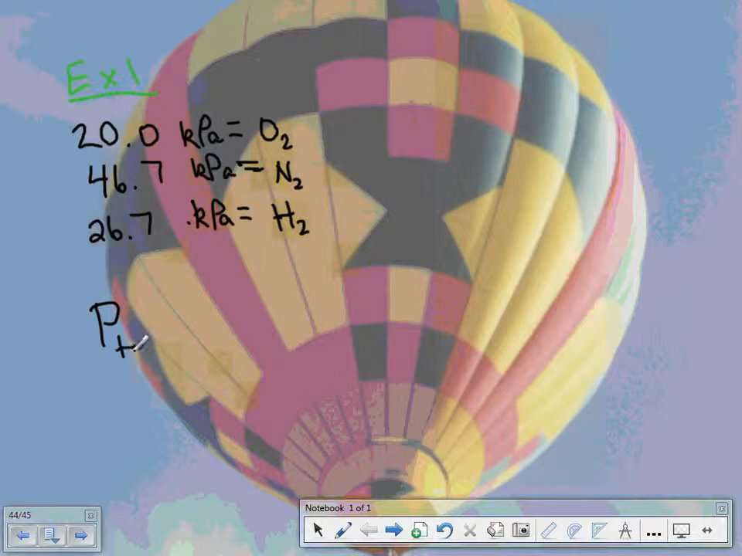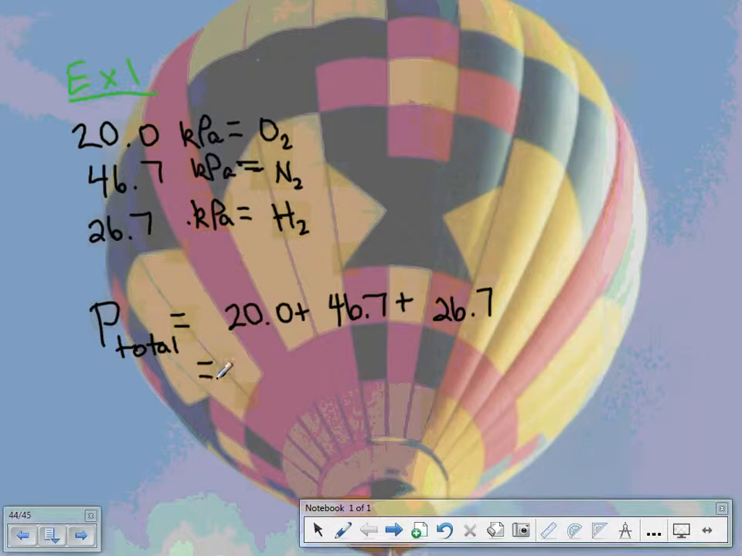Well, this shouldn't be too bad, right? What do you use? Dalton's law, and you add all of the pressures up. Exactly. So we're going to take 20.0 plus 46.7, and then 26.7.